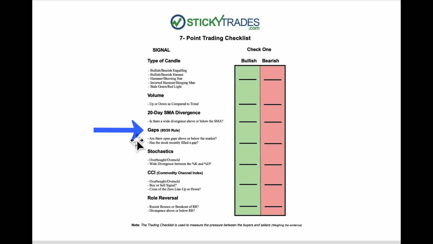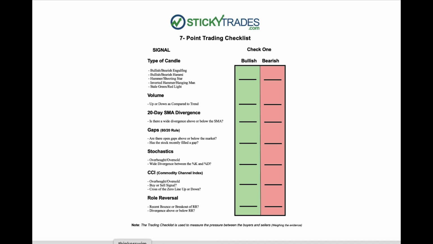Now, as we get to the bottom of this checklist, you can see that the stochastics oscillator and the CCI, which is the commodity channel index, my absolute most favorite, is something that I pay very close attention to. And then the role reversal, which are key support and resistance areas that make a big difference with regard to how you defend your position and using risk management technique.